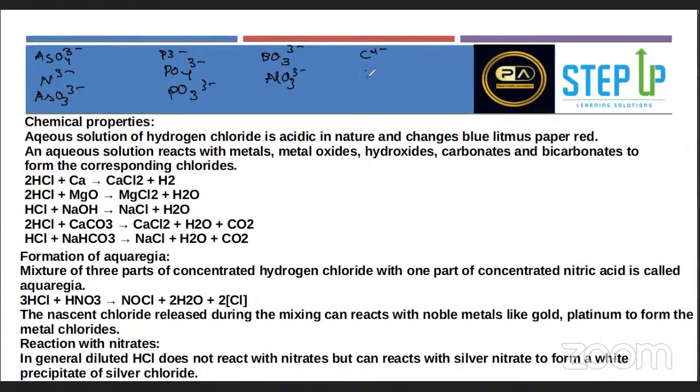C4 minus, and Fe(CN)6 4 minus. The names for these are arsenate, nitride, arsenite, phosphide. This is phosphate, phosphite, BO3 3 minus will be borate, this will be aluminate. C4 minus will be carbide. Fe(CN)6 4 minus will be ferrocyanide.